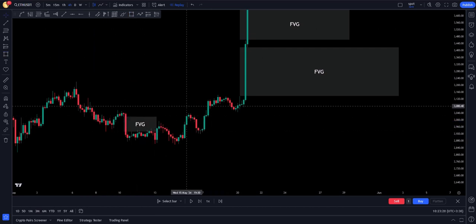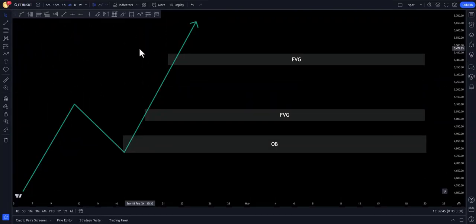Now that we've learned how to identify fair value gaps, let's see how to use them. I'm going to teach you the rules for using fair value gaps. In this section, I want to teach you the rules for using fair value gaps when opening trades. Rule number 1, all fair value gaps are one-time use only.